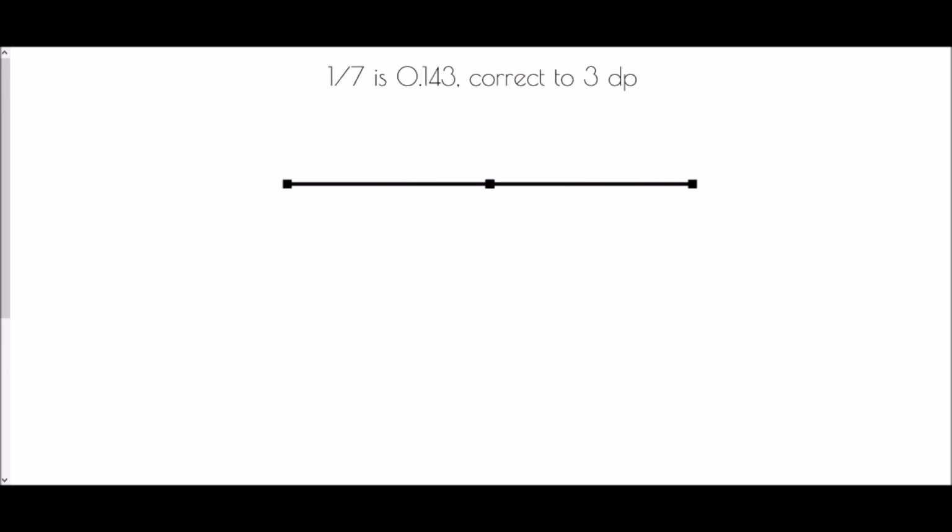The fraction 1/7 is 0.143 correct to 3 decimal places. So the 0.143 is the value which is right in the centre of our diagram, but that's correct to 3 decimal places. So where is that acting? Well, it's right here at the end of the number.